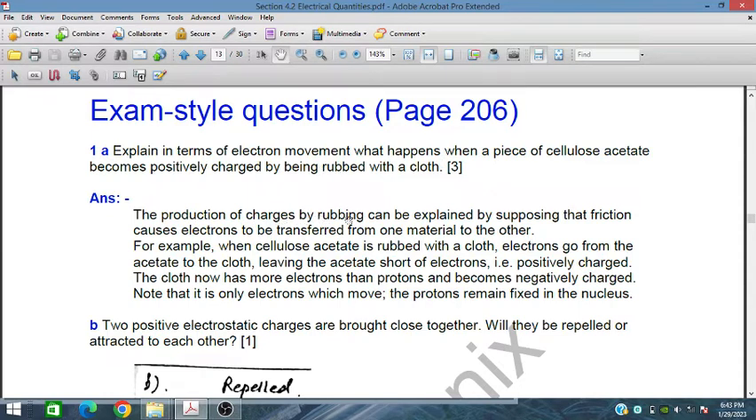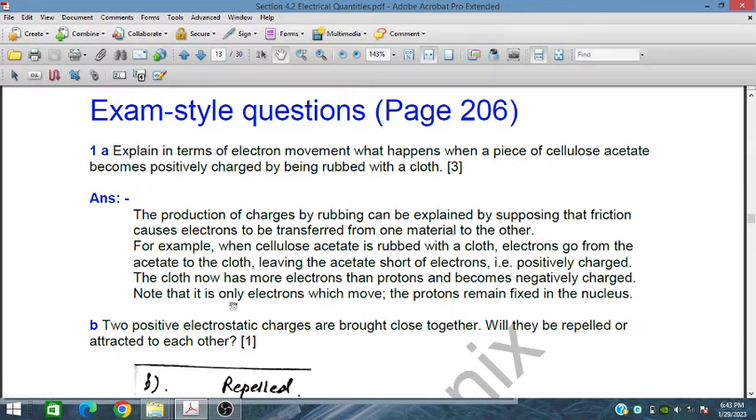The production of charge by rubbing can be explained by supposing that friction causes electrons to be transferred from one material to the other. So if cellulose acetate becomes positively charged, it means some of the electrons have transferred to the cloth. For example, when cellulose acetate is rubbed with a cloth, electrons go from the acetate to the cloth, leaving the acetate short of electrons, that is, positively charged. The cloth now has more electrons than protons and becomes negatively charged. So the cloth becomes negatively charged as the cellulose acetate is positively charged.